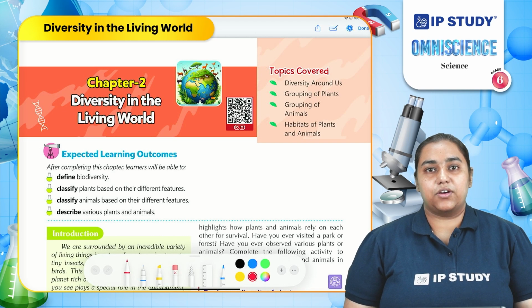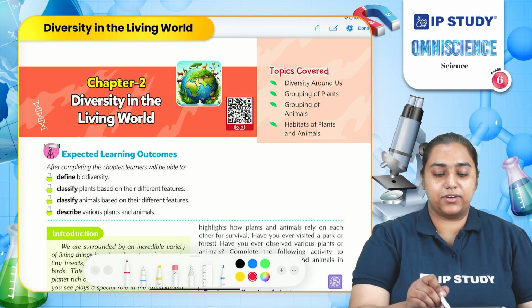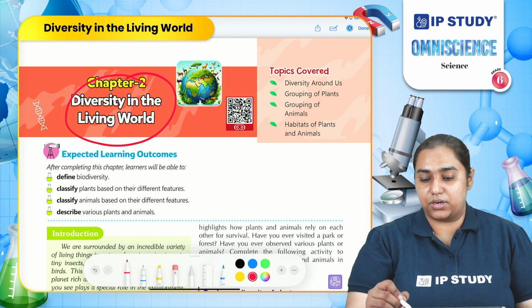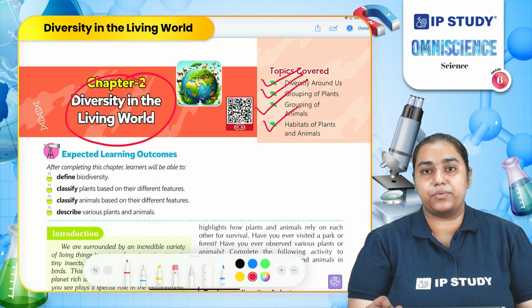The chapter we are going to cover today is diversity in the living world. The topics covered in this chapter are diversity around us, grouping of plants, grouping of animals, habitat of plants and animals.